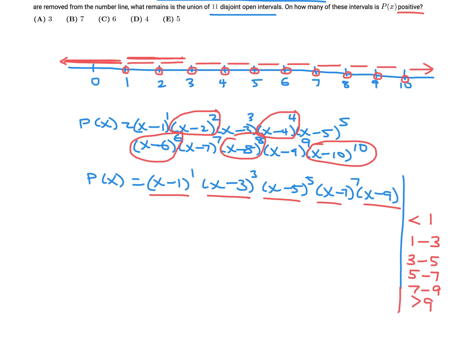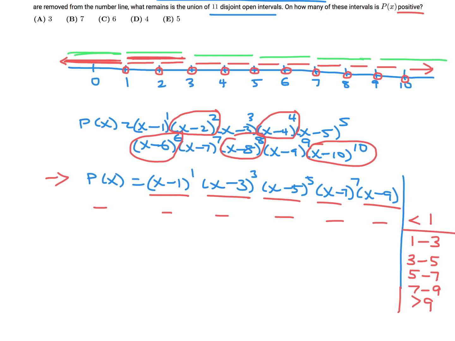So 1, 2, 3, 4, 5, 6, right? Greater than 9? Yeah. Okay, from those 6, how many of these are going to be positive? All right, here we go. So if I have less than 1 and I plug it into here, so whatever, 0, this will be negative, negative, negative, negative, negative, and when we multiply it all together, it'll be a negative, I believe, right? Yeah. Okay, so that is negative.